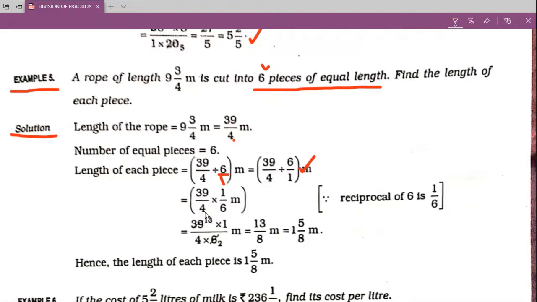So 39 by 4 into the reciprocal of this number, 6 by 1, is written here as 1 by 6. 6 and 39 have the common divisor 3. So 3 twos are 6 and 13 threes are 39. So 13 into 1 is equal to 13 and 4 into 2 is equal to 8. This improper fraction is changed into a mixed fraction. So 1 whole 5 by 8 is the answer. Hence the length of each piece is 1 whole 5 by 8 meter. This was the answer of it.